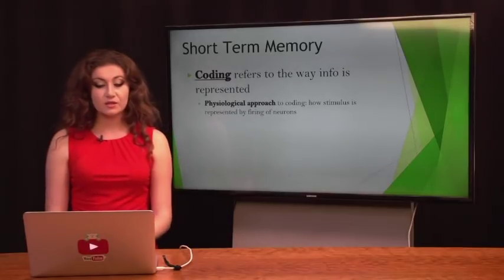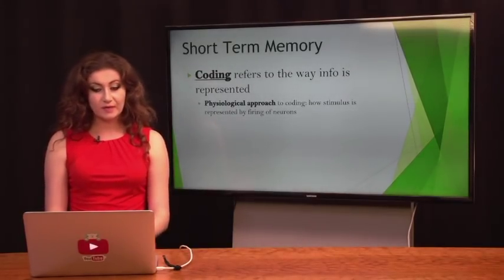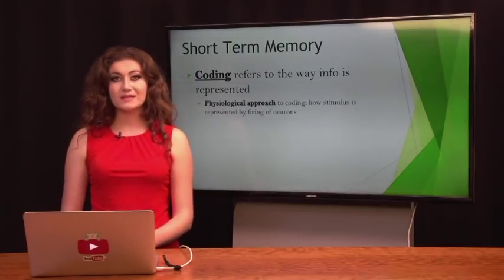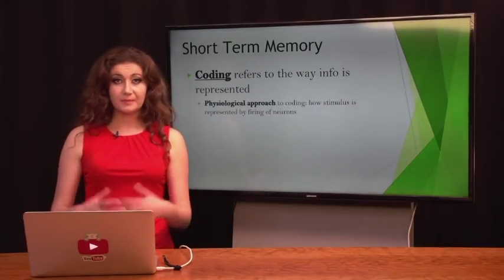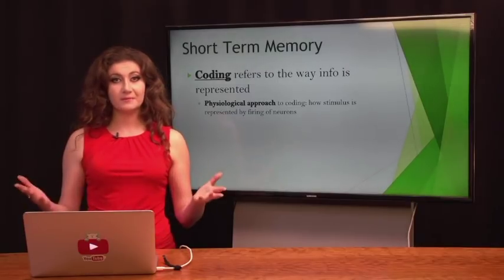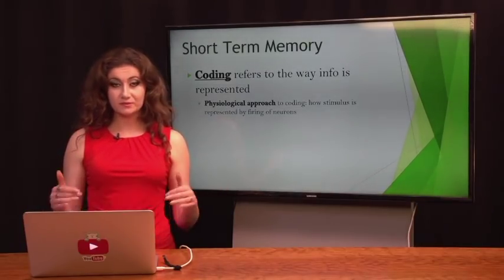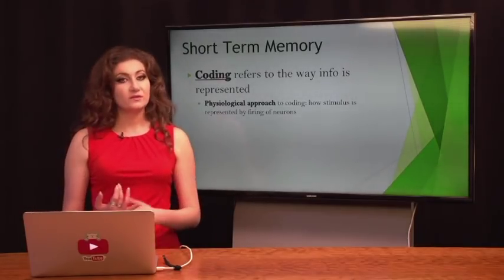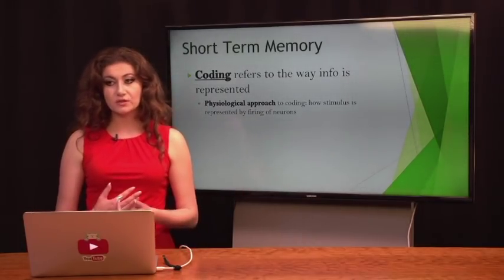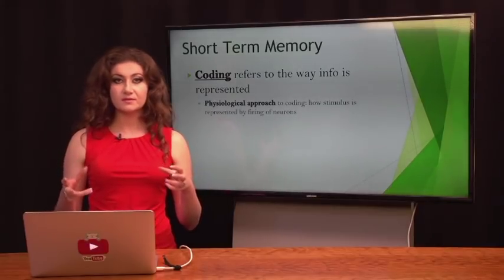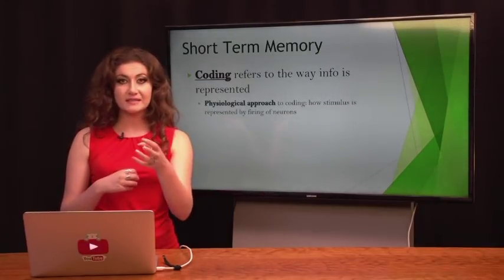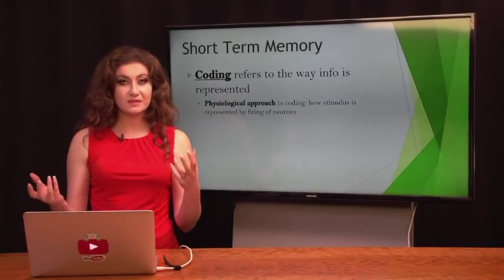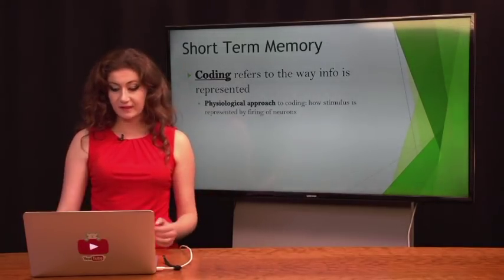So in this case, coding has a physiological approach, when the stimulus is represented by the firing of neurons. Essentially, because information from the environment enters our sensory receptors, enters our sensory memory first, that is going to affect, again, those 5 senses that we talked about. And we have a variety of different neurons that are specific for reacting to and perceiving different types of stimuli based on the senses that it's activating.